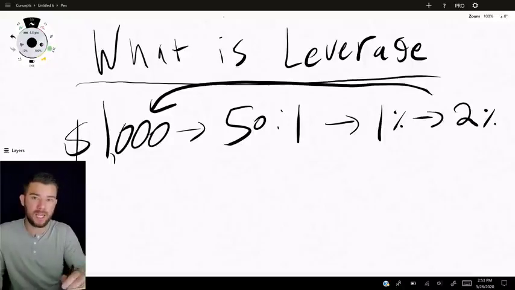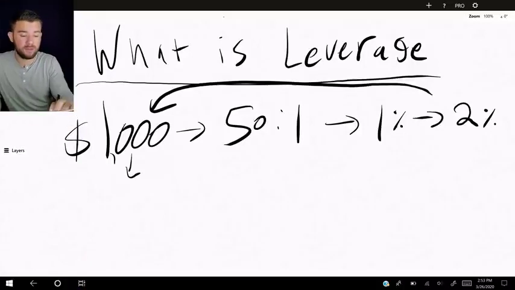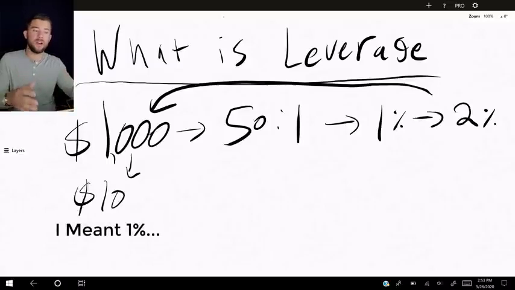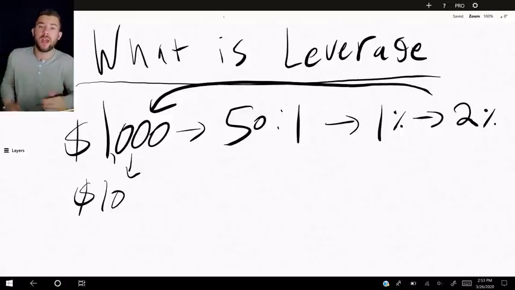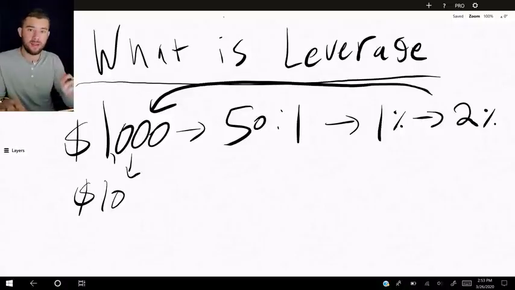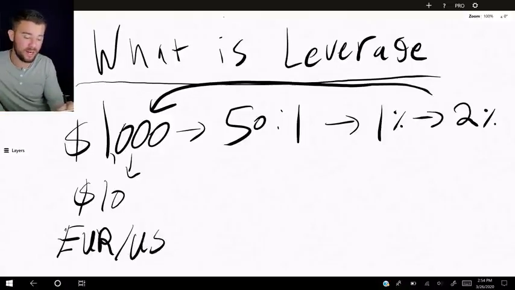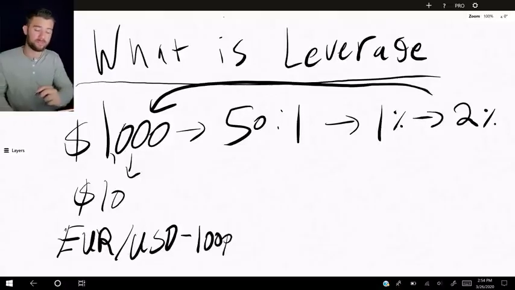So if I want to risk 2% of this, which is $10 on a trade, I need to know the amount of pips I could possibly lose in order to create this $10 loss. And how do we do that? Well, let's say that we have a 100 pip stop loss, okay? The EUR/USD 100 pip trade, the same one we've been discussing during the entire video. So this EUR/USD trade has a maximum loss of 100 pips.